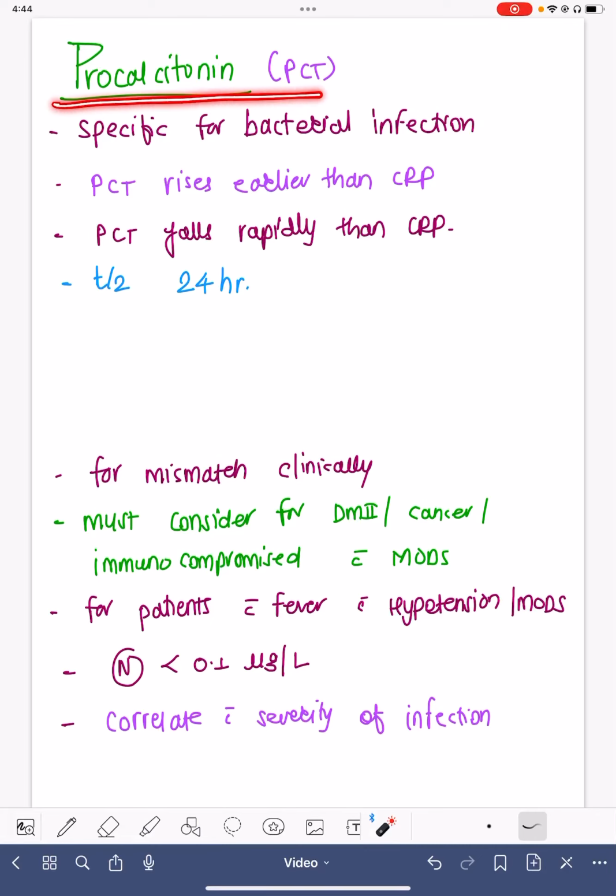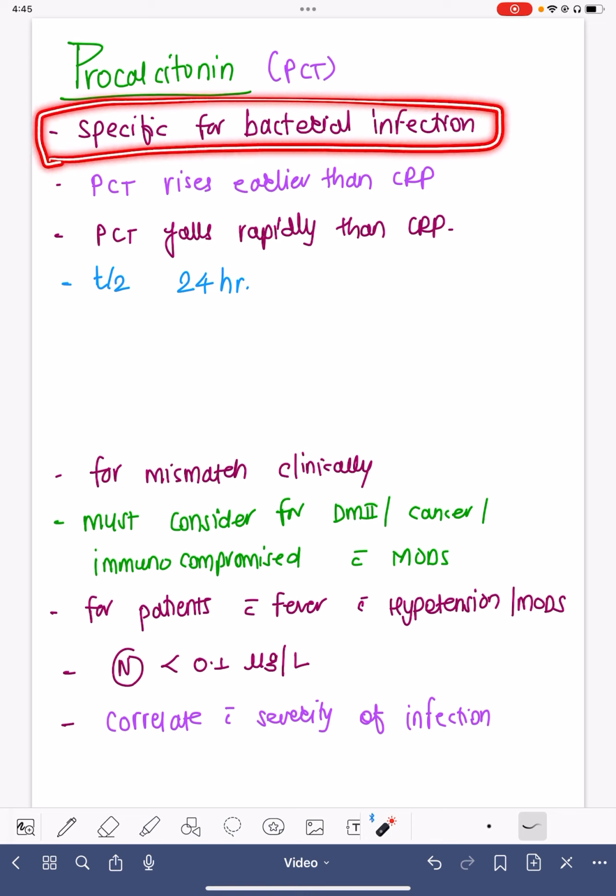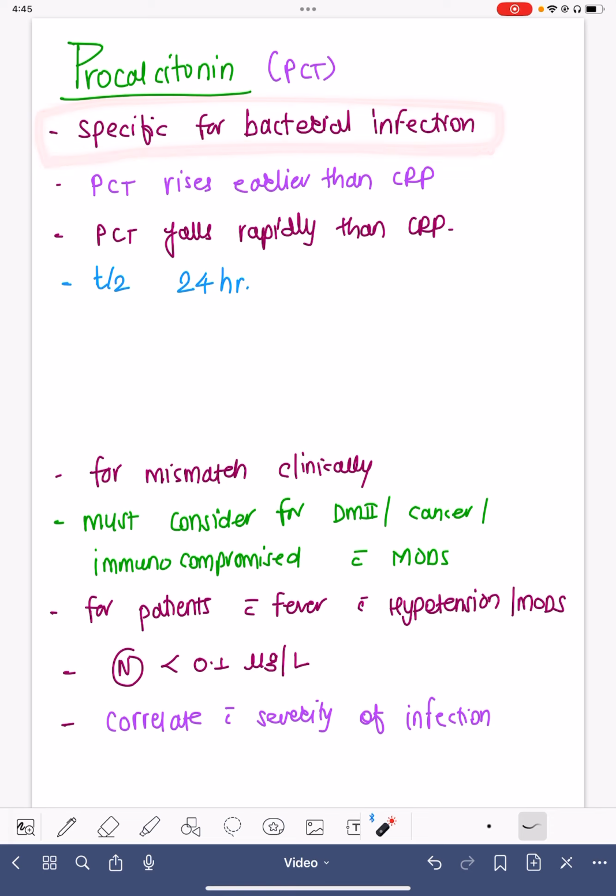Procalcitonin is an extremely important marker that is used very commonly, very frequently in clinical practice. Now we must know that procalcitonin is highly specific for bacterial infection. So whenever we are suspecting severe bacterial infection, or whenever we want to know the extent and severity of the bacterial infection, we can go ahead with the procalcitonin.